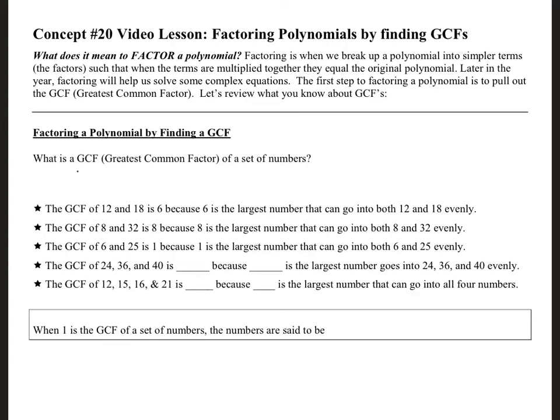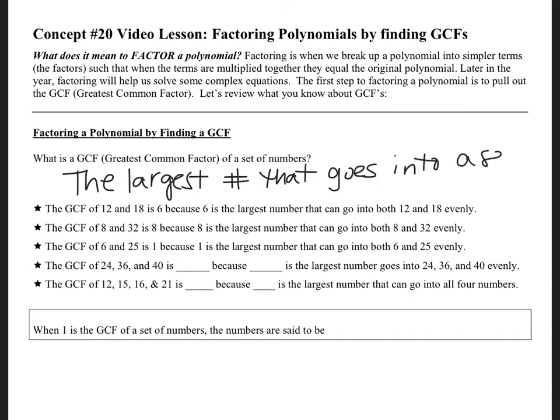What that means is it's the largest number that goes into a set of numbers evenly. So, for example, the GCF of 12 and 18 is 6 because 6 is the largest number that can go into both 12 and 18 evenly. The GCF of 8 and 32 is 8 because 8 is the biggest number that will go into both of those numbers evenly. The GCF of 6 and 25 is 1 because 1 is the largest number that goes into both 6 and 25 evenly.